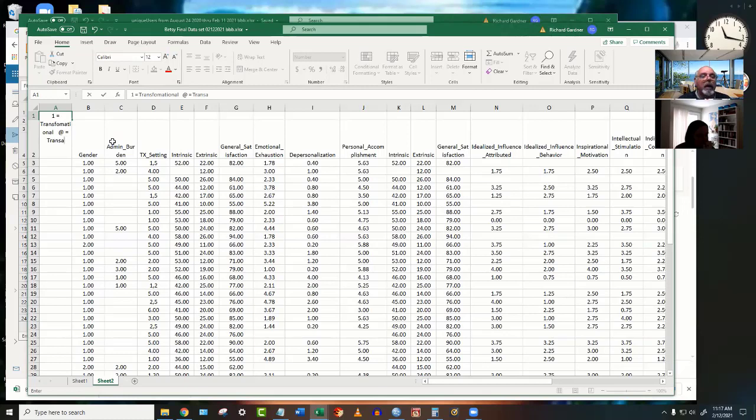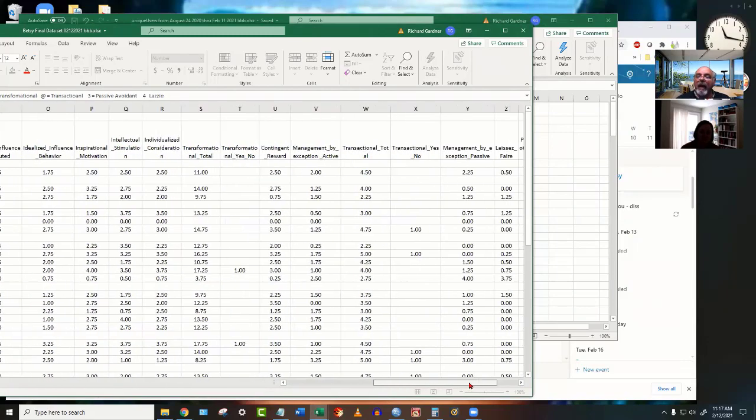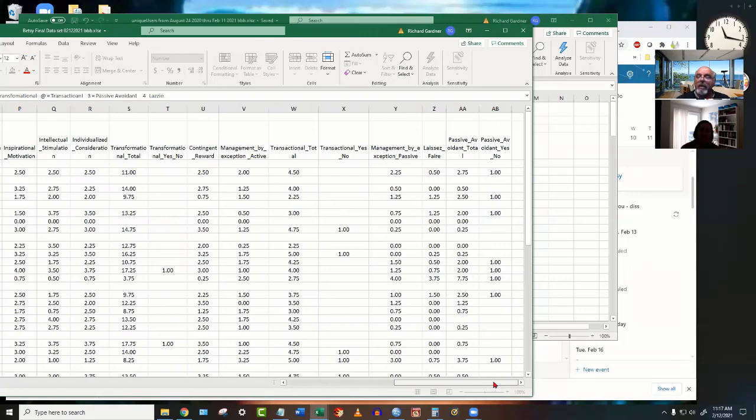You've got such long names here. Two is an ampersand. Three is laissez-faire. I can't ever spell that. Passive avoidance. Oh, passive avoidant. Three equals passive avoidant. And four would be laissez-faire. No, four would be other. Laissez-faire is a subscale, so you don't have a separate laissez-faire category here.